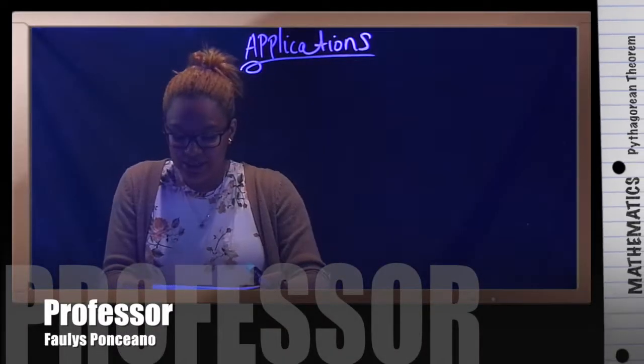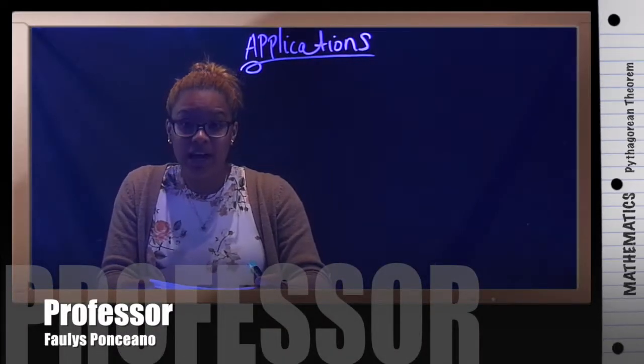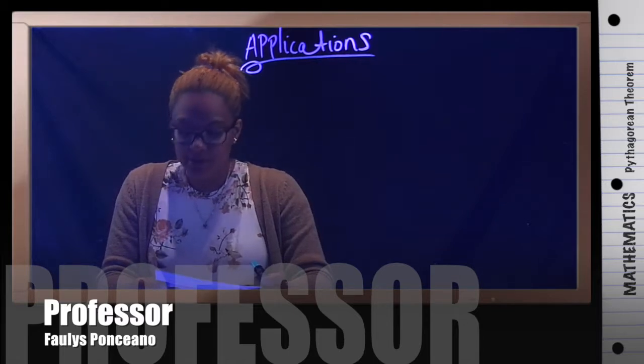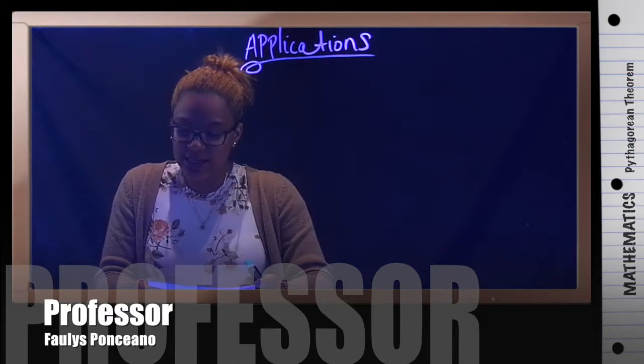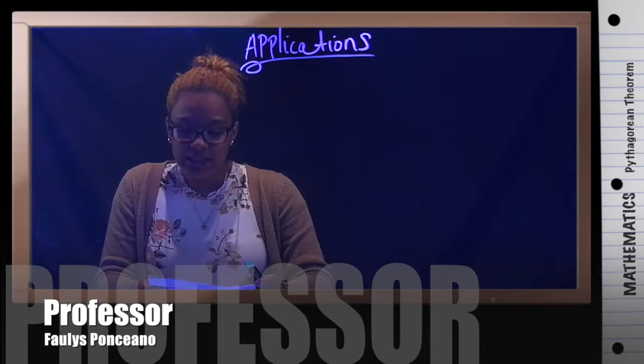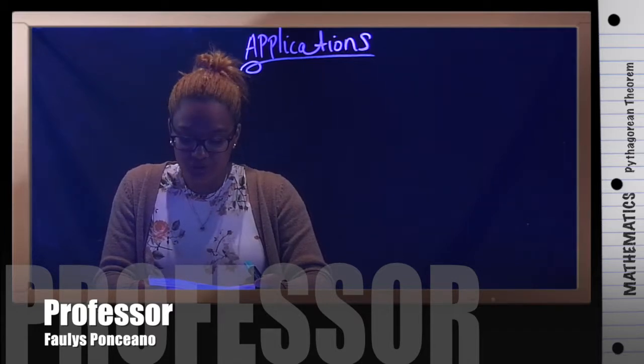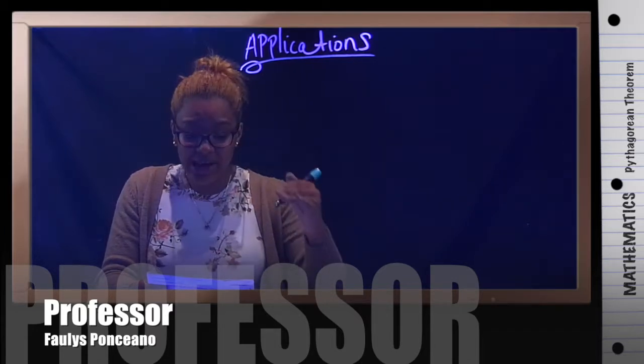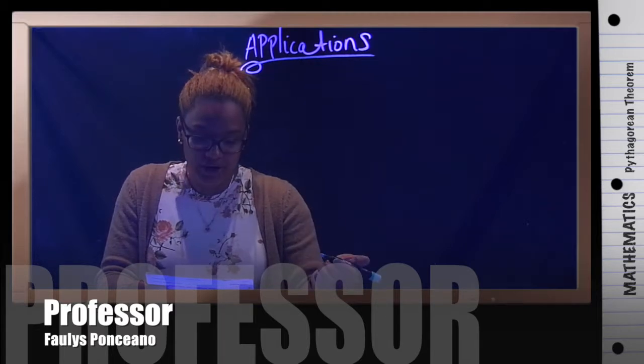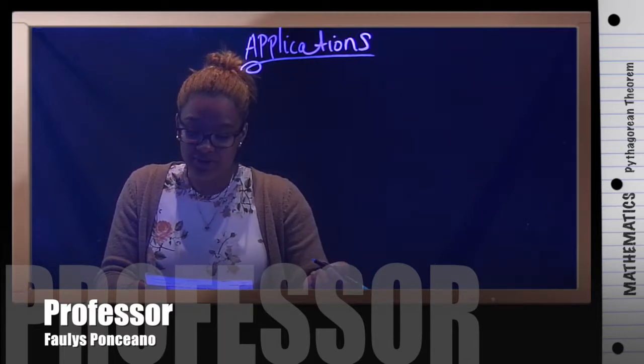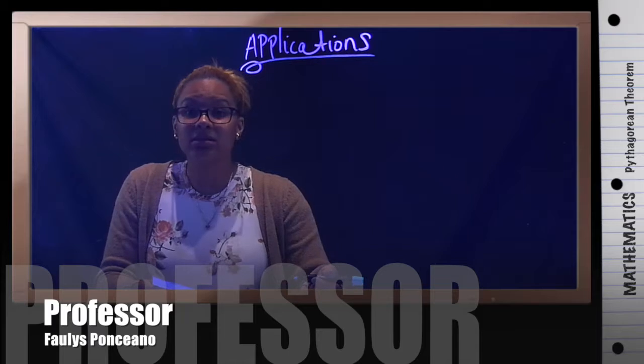In this application, we're going to be working with the Pythagorean theorem formula. So let's read it. It says a rectangular garden is 28 feet long. If you walk diagonally across the garden, you will walk 35 feet. How many feet wide is the garden?